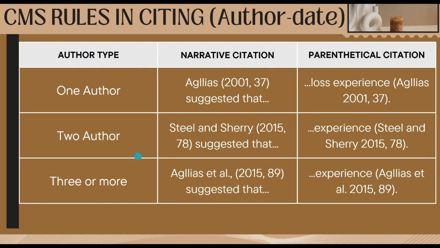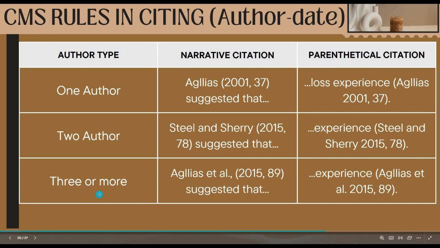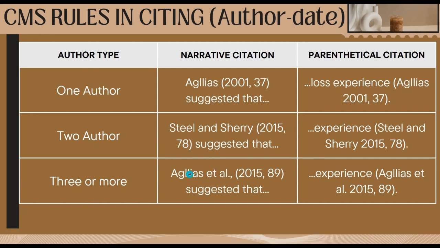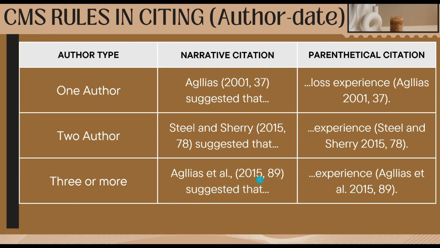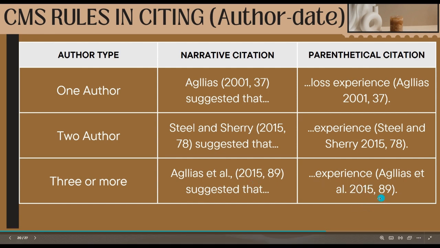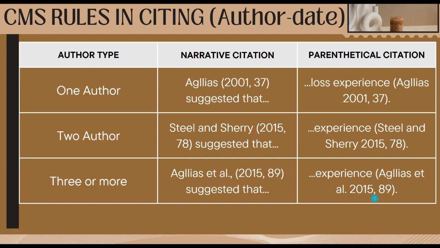If we have two authors, same format as the MLA, the word "and" is used. If we have three or more authors, same format. We still use "et al." And there's no comma after the year, but there's a comma after the page number.